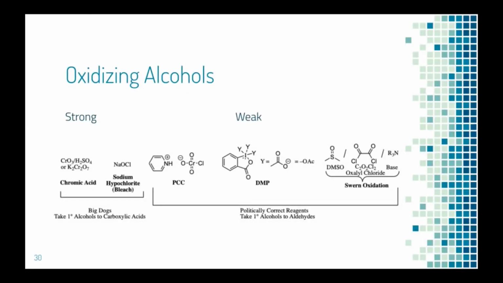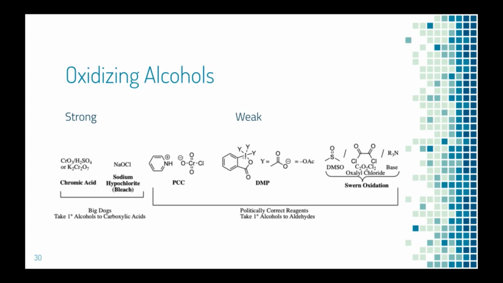First, I want to talk about your oxidizing agents. You can group them into two sections. The stronger ones are chromic acid and sodium hypochlorite. You have probably recognized those before, with the NaCl and the K2Cr2O7 and such. Those are your strong oxidizing agents. Your weak oxidizing agents are going to be PCC, DMP, and Swern.